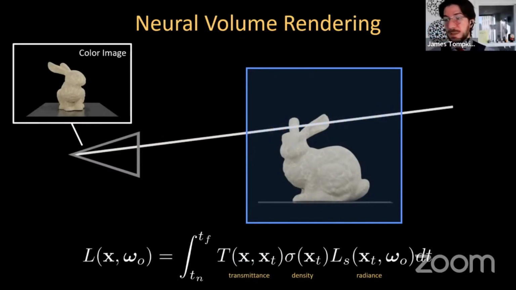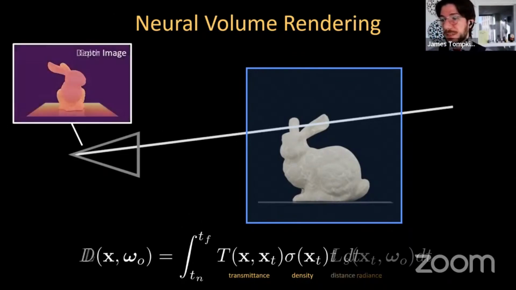One of the nice things about this method is that if I wanted to compute the depth of the scene, I can just swap out the amount of light traveling at a particular point, that would be LS in this equation, towards the camera. I can just place in there instead the distance along the ray and solve the same integral. And what I get out is a depth image.